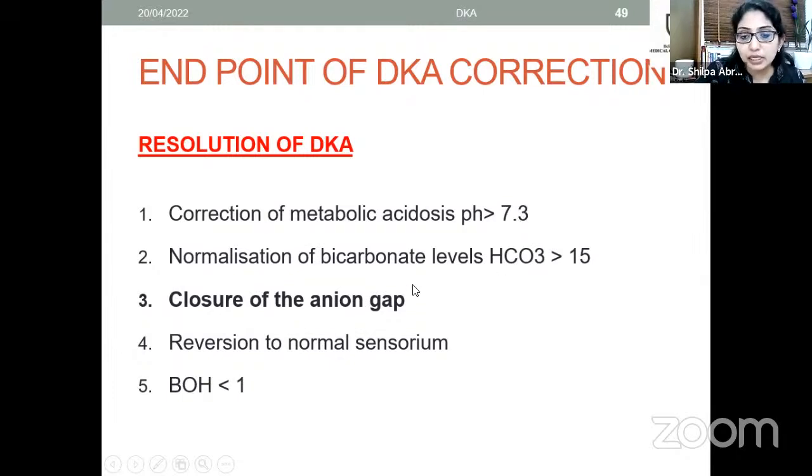Okay. But if you look at the anion gap, if the ketones are gone, then your anion gap should be normal. If it is just a hyperchloremic metabolic acidosis, your anion gap will be normal. So if there is a normal anion gap, then you can assume that the DKA is corrected. Then reversion of normal sensorium and BOH less than 1. So sometimes the BOH is useful in this scenario when your pH may be still low because of your hyperchloremic metabolic acidosis. And again, once more reiterating that urine ketone is not used for diagnosing the resolution.